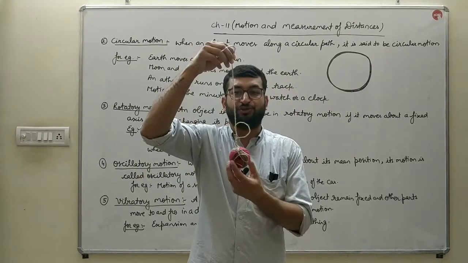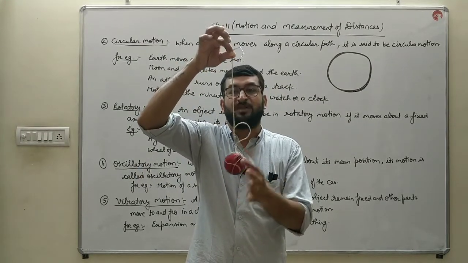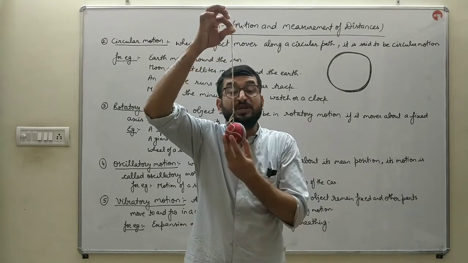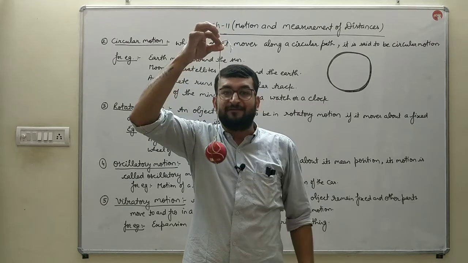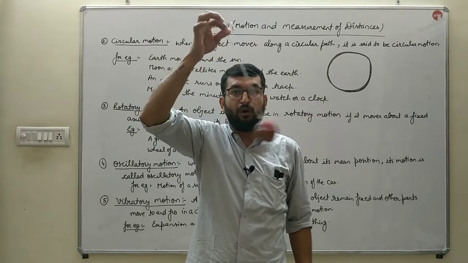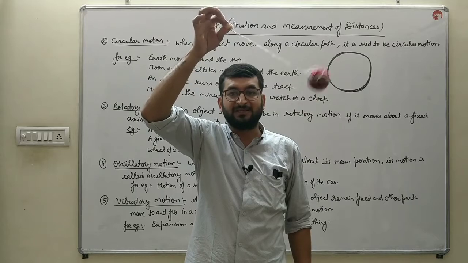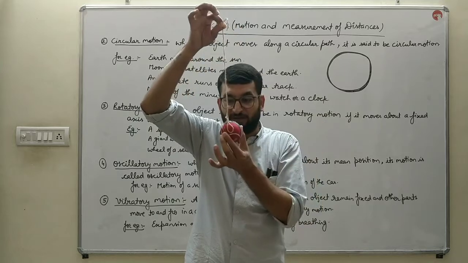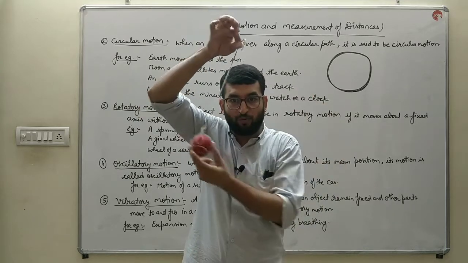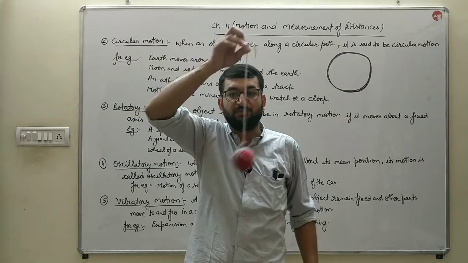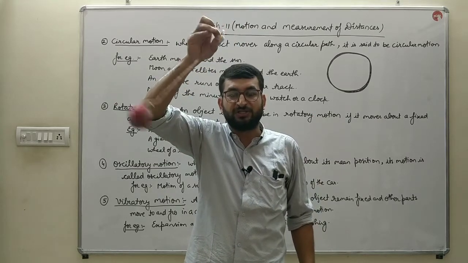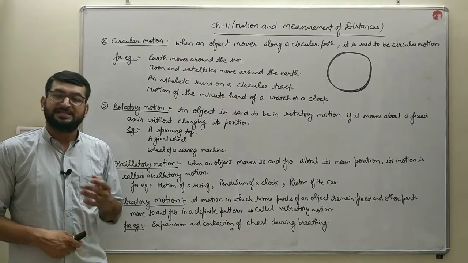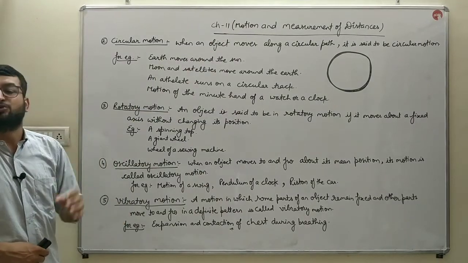To understand oscillatory motion, you can make this setup at home. Bind a ball or a stone with the help of a thread. This is the mean position. When we allow that ball or bob to move to and fro, then this motion is known as oscillatory motion. As this bob is moving to and fro around its mean position, this motion is known as oscillatory motion. Next type of motion is vibratory motion.